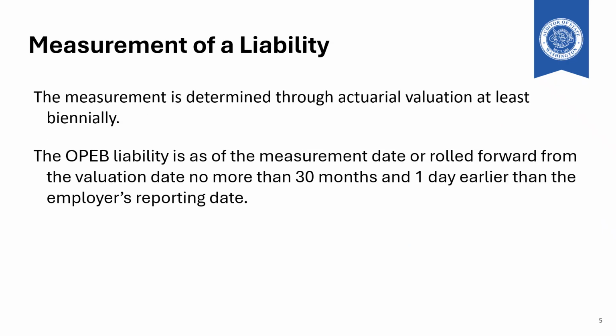The measurement is determined through actuarial valuation. It must be done at least biannually. The liability for OPEB is as of the measurement date, or it can be rolled forward from the valuation date. If it is rolled forward from the valuation date, it must be no more than 30 months and 1 day earlier than the employer's reporting date. So, if the government reporting date is 12/31/2024, the measurement date could be no earlier than June 30th, 2022. The good news is that your actuary should know these rules, so you don't have to remember them.